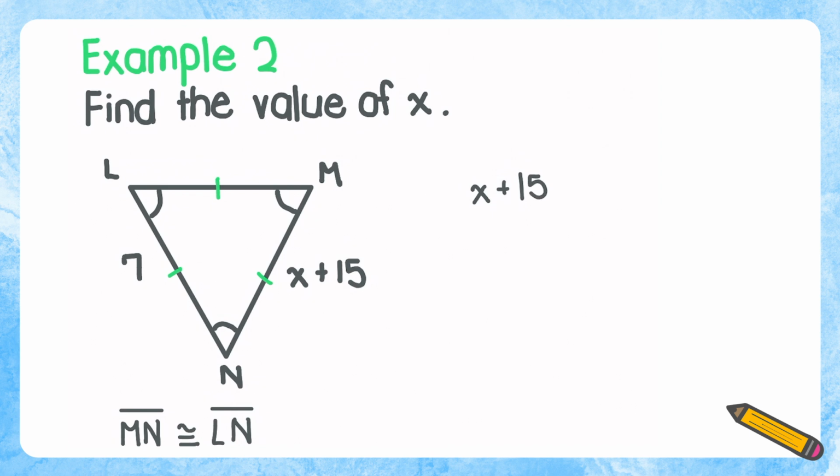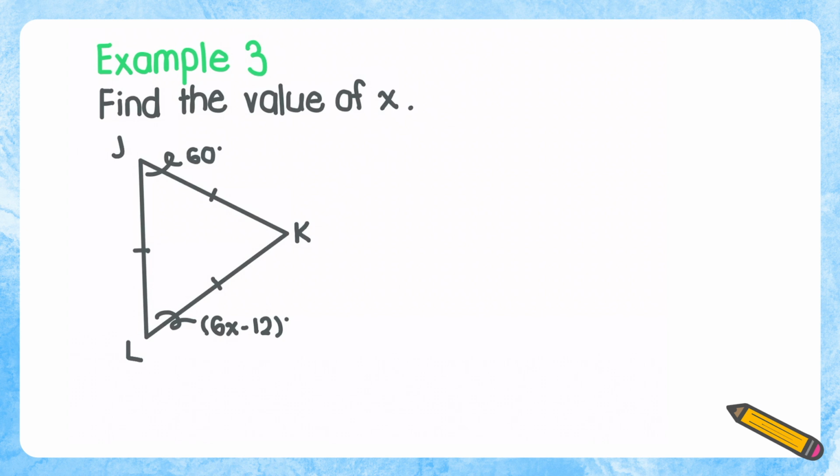So x plus 15 equals 7. To solve for x, I subtract 15 on both sides. This cancels out, and I'm left with x equals -8. And since we're just asked to find the value of x, this is it. We're done with this example.